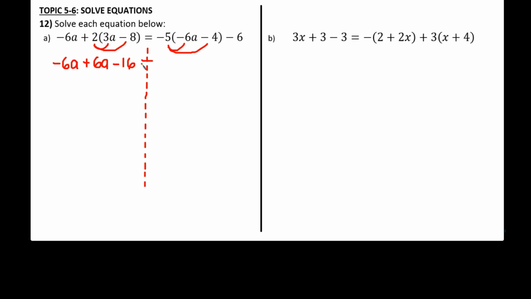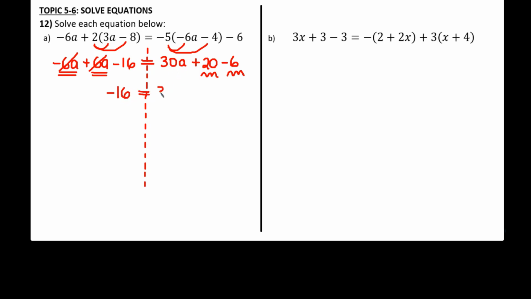And then here goes the equal sign. Negative 5 times negative 6 is positive 30a. Negative 5 times negative 4 is positive 20. And then negative 6, since it's outside the parentheses, we're just going to bring it down. Next step in solving an equation is combine like terms on each side. So we're going to combine the negative 6a with positive 6a. And on this side, we're going to combine 20 with negative 6. So negative 6 plus 6 is 0. So they cancel, and we bring down the negative 16.